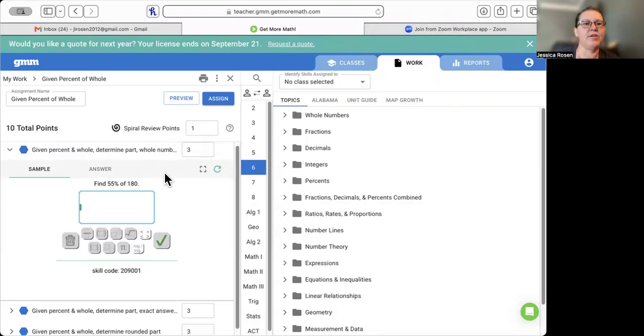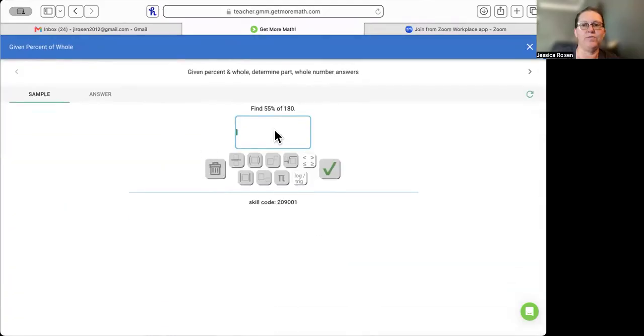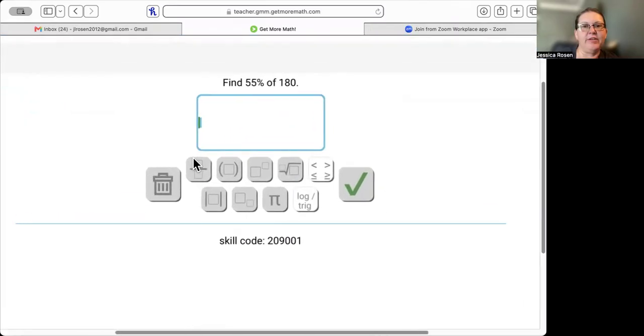All right, so we are working on when we're given a percent from a whole, how to calculate that. There's going to be three different parts to this, all basically the same thing. It just changes the way that the answers are written. So make sure that you read these, because that's going to be the key for this.